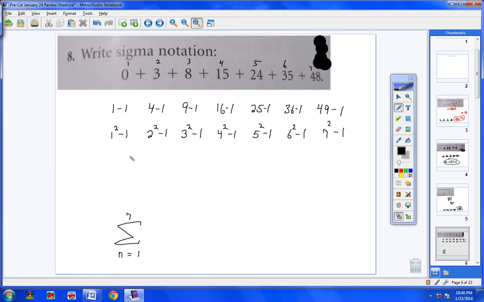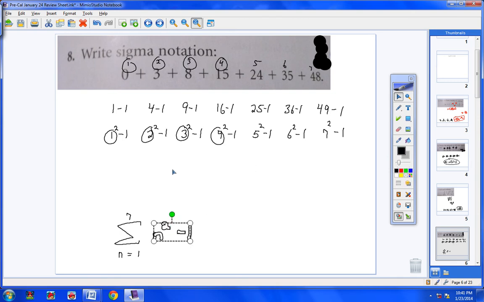Now look what I have here. Notice all of these terms have a negative 1, so I know I'm going to have a minus 1. And notice all of them have a power of 2, so I know I'm going to have a power of 2. And then notice how this base here matches the term number, 2 here, 2 here, 3 here, 3 here, 4 here, 4 here, etc. So I know I'm just going to have an n. So my nth term then would be n squared minus 1.